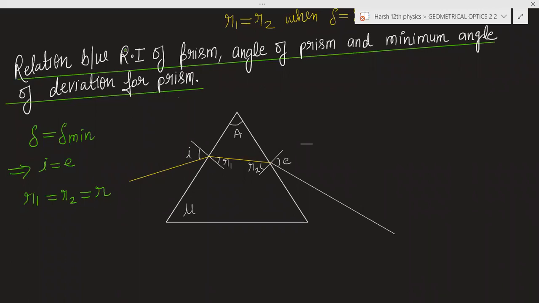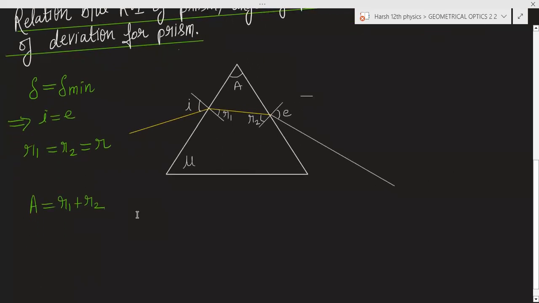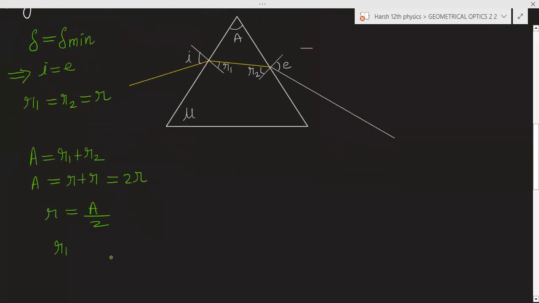Okay. Now there is a relation between A and R1 and R2. That relation is A is equal to R1 plus R2. So now from here, you can find this is A, and R1 is also R, R2 is also R. It will become 2R. So from here you can find the value of R. R is equal to A by 2. Or you can say R1 is equal to A by 2.